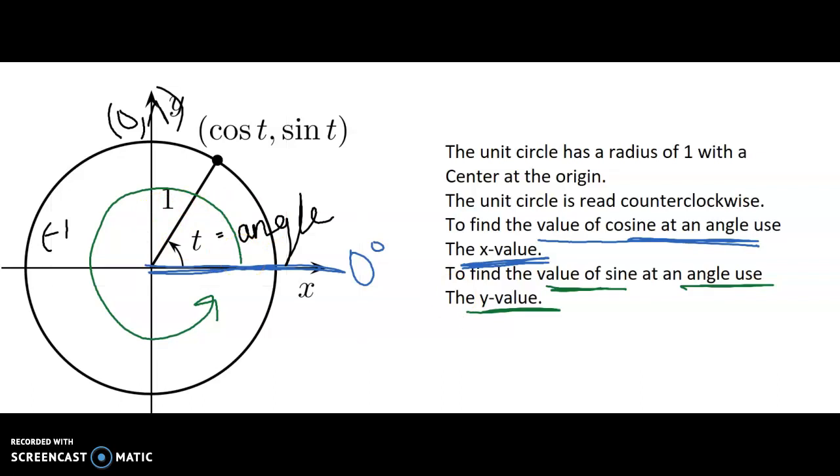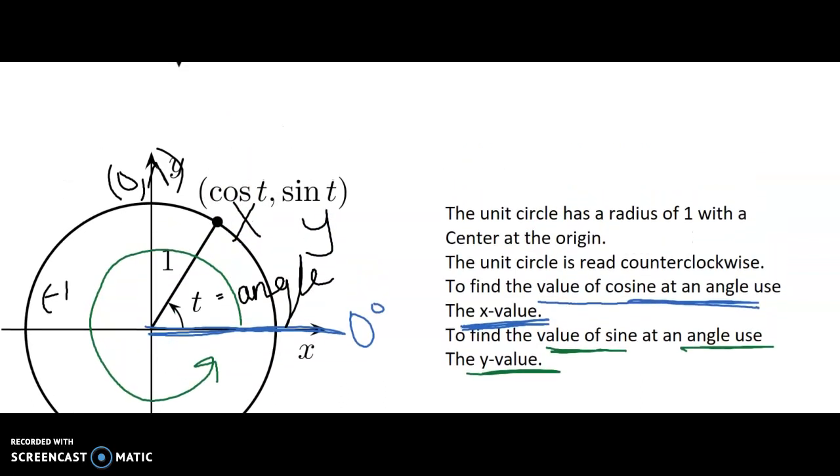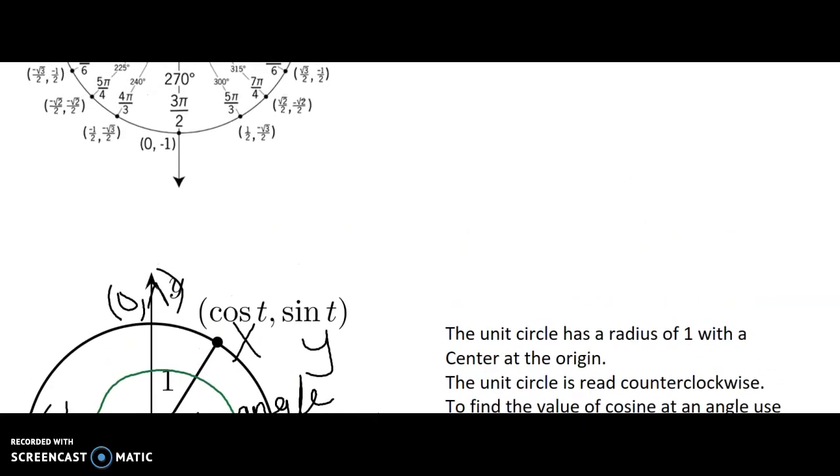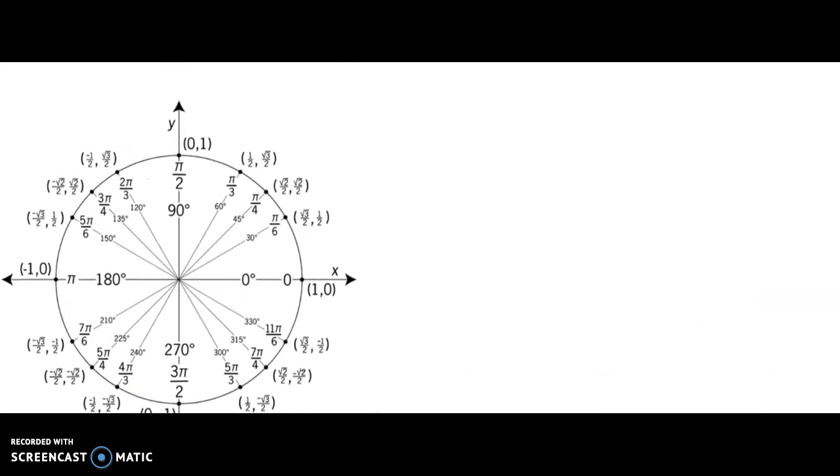Our x values is represented by cosine, and our y values is represented by sine. And I can explain that in just a minute. It's just going to be a little bit complicated to understand. So let's see what I'm talking about.